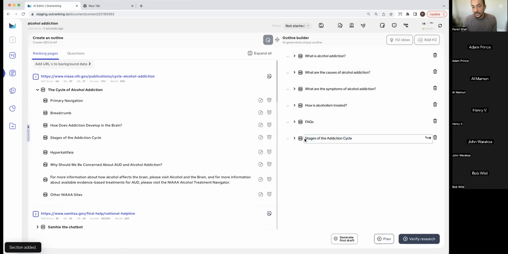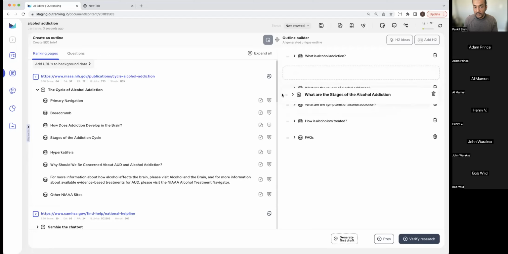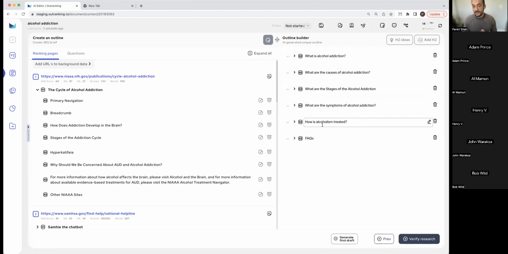What are the stages of alcohol addiction? We'll delete the cycle. And then we can drag it and drop it wherever we want, right? Okay, so we have causes, stages, symptoms, and I'm not going to worry about the grammar and things like that. You can clearly see the stages capitalized, and sometimes it drives me nuts, but okay, all right.